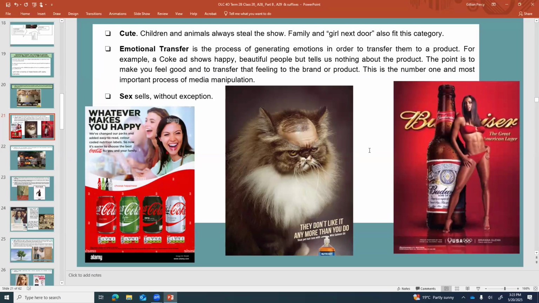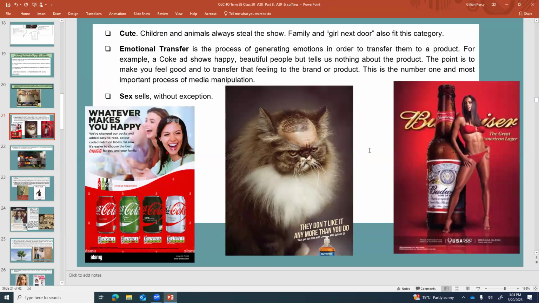And then emotional transfer. That's where they want you to look at the ad and feel a certain emotion so that you then transfer that emotion to the product itself. So for example, a Coke ad that shows happy, beautiful people doesn't tell us anything about Coke, but the point is just to make you feel good as you look at it and transfer that feeling to the brand or product.